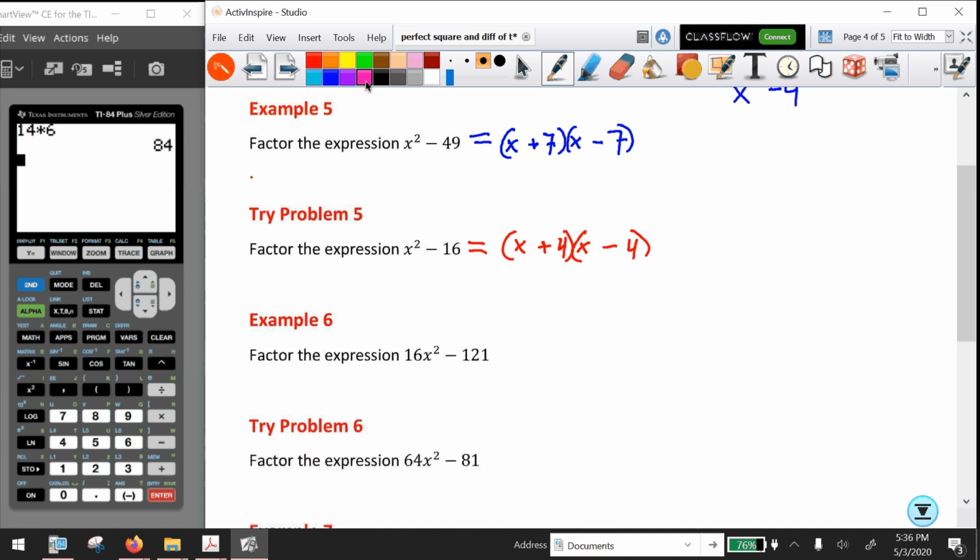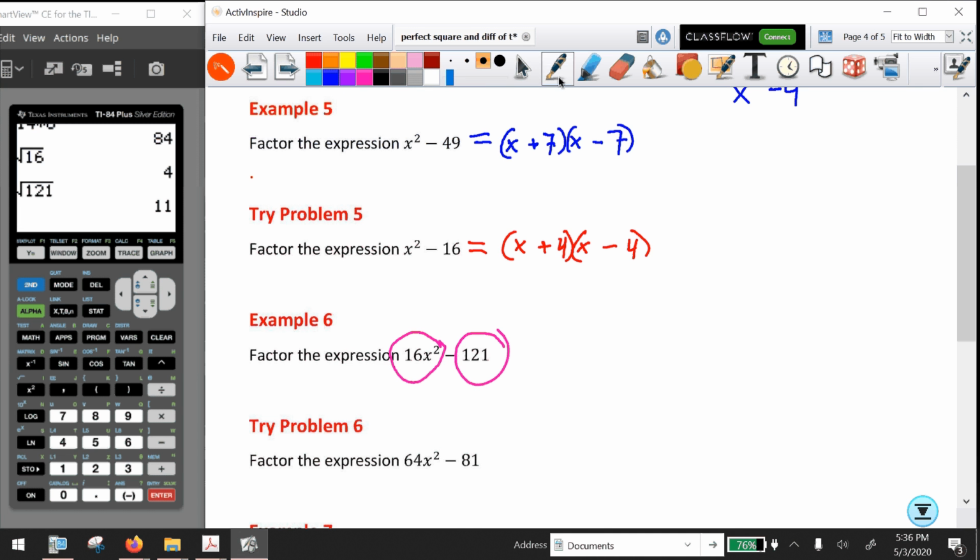This is a difference of two squares, difference of two perfect squares. And when I say that, I mean this can have the square root taken of it and you don't get a decimal. The square root of 16 gives you a whole number. This can have the square root taken and you don't get a decimal. It's a perfect square. 121, the square root of that is 11. So we're just going to use those answers on my calculator to write this final answer.